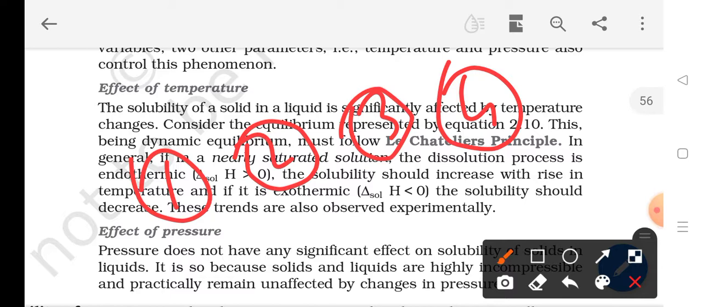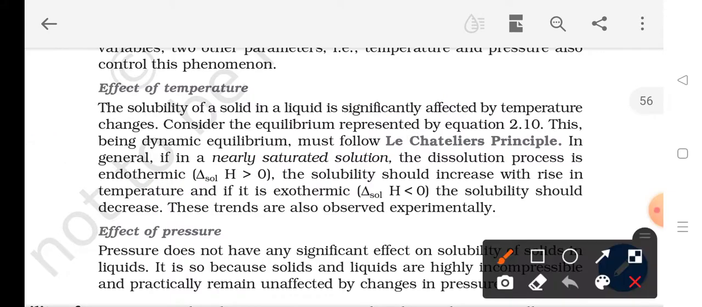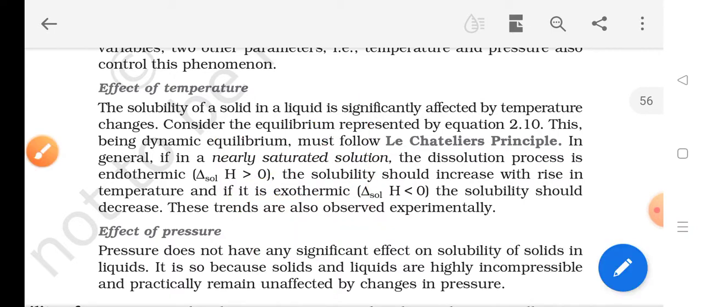Today we are going to learn about the effect of temperature. We learn that when a solid is dissolved in a liquid substance, what happens if we increase the temperature of the system, and how it is affected. Okay, we are going to learn about this now.